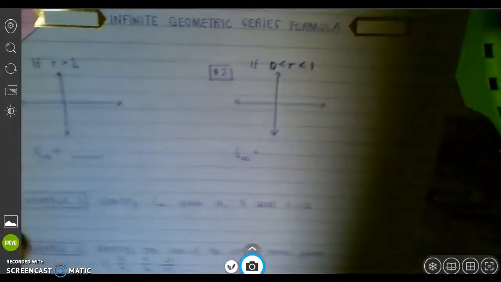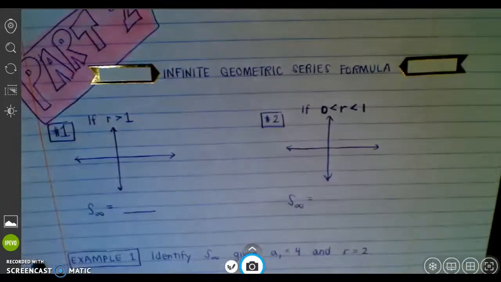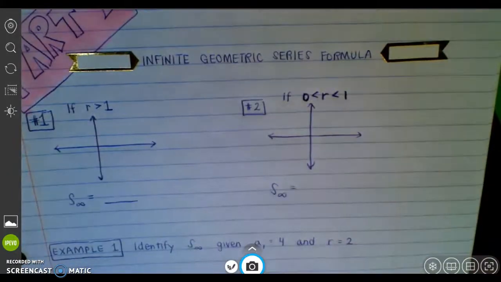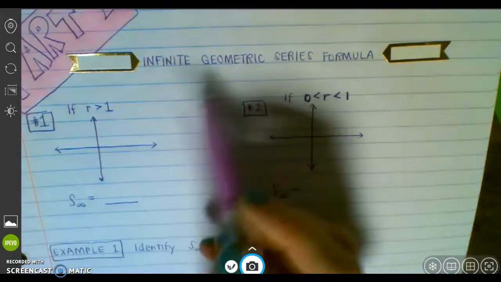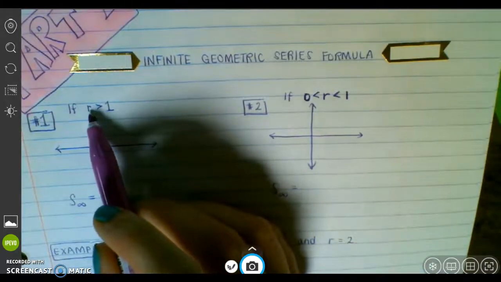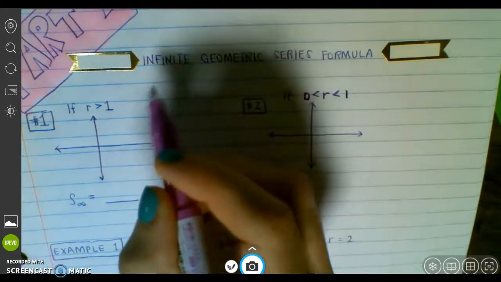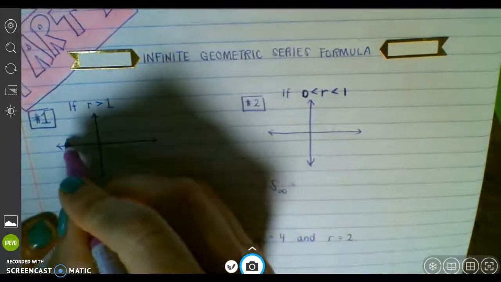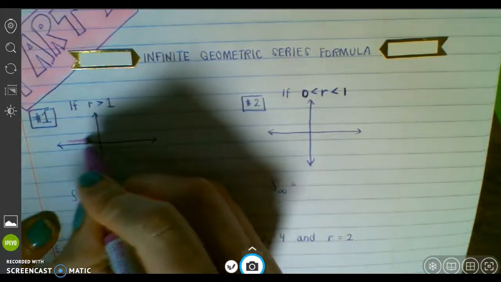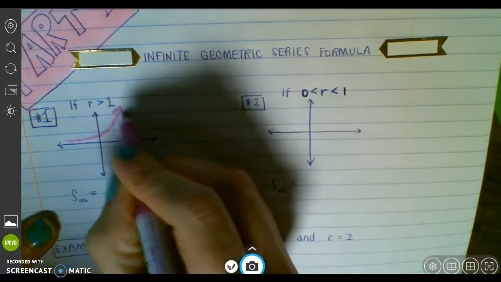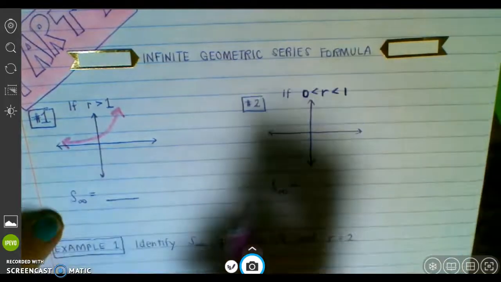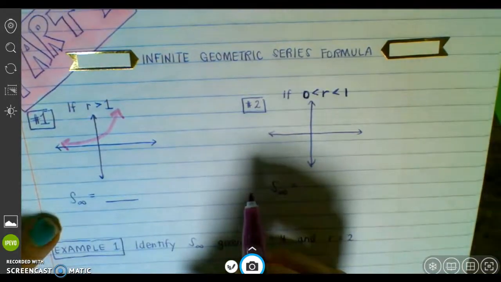Let's look at part 2, infinite geometric series. So for geometric sequences, you could have an r value, a common ratio that's greater than 1. For example, r equals 2, right? I'm doubling each time. And that would look like an exponential growth function if it's growing.